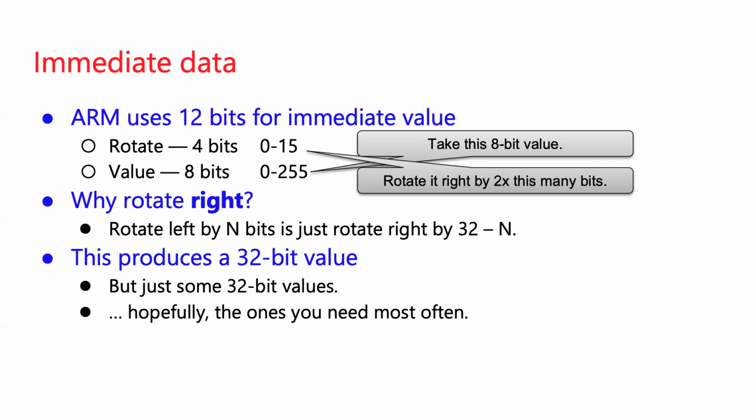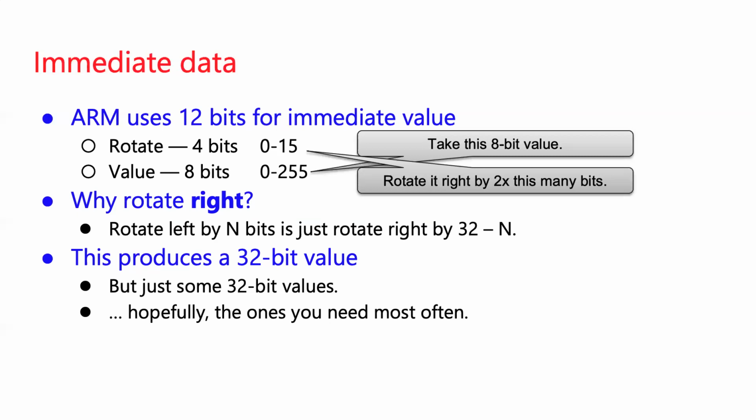So that 4-bit rotate value, well, with 4 bits, I can say a number between 0 and 15. The processor takes that rotation, doubles it, and then rotates the 8 bits to the right by that number. So informally, you could say it slides them to the right. Now, sliding them to the right seems like a weird thing to do, because if it was just a shift, all the bits would fall off the low order end if you slid them to the right.